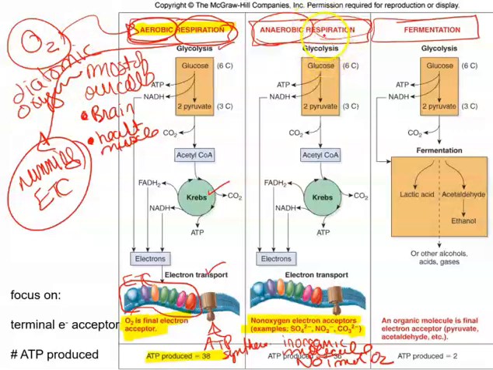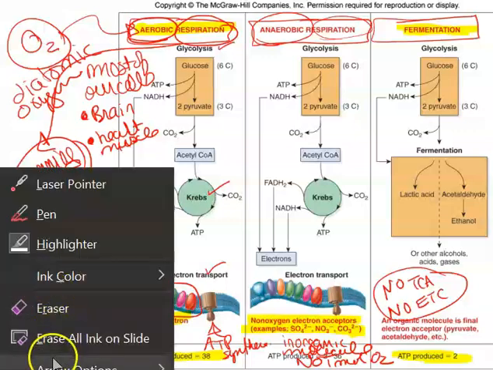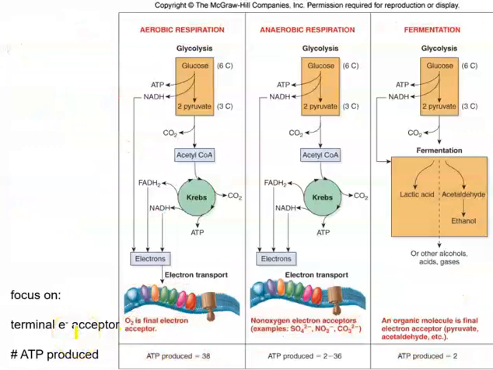So anaerobic respiration is an anaerobic process, meaning that oxygen is not used. Let's look at fermentation. In fermentation, we have no TCA cycle and no electron transport chain being used. In this case, we're running glycolysis fermentation. And it's rather inefficient in as far as we only get 2 ATP produced.